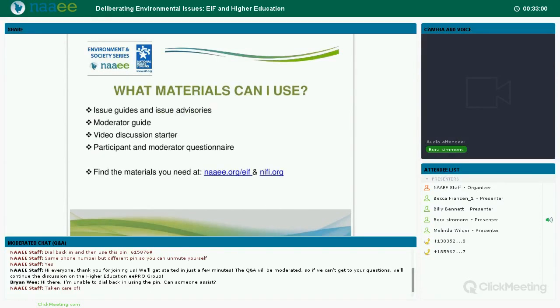We also have a number of resources available, materials that can help someone hold one of these forums. There are issue guides, and we'll go into a little bit more specifics about the climate change issue guide in just a moment. But there's an issue guide that lays out a variety of options to help with the deliberation. There's a moderator guide that would provide the facilitator questions that they could ask at various phases of the forum in order to delve into deliberation a bit more.